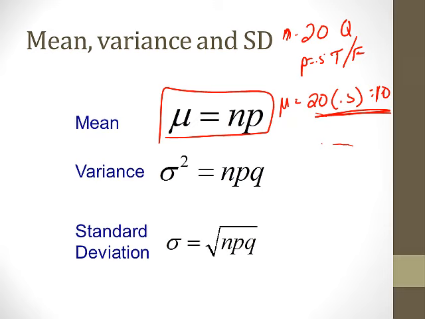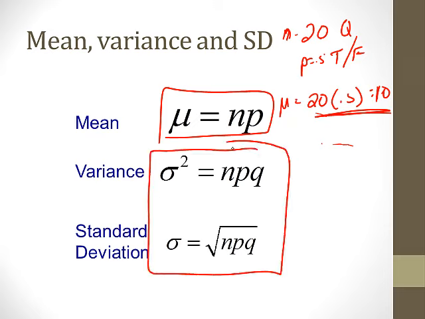Standard deviation and variance are a little bit harder to conceptualize where we get this, so just kind of accept it. Q is 1 minus p. So definite note card material if you don't have those in your head.